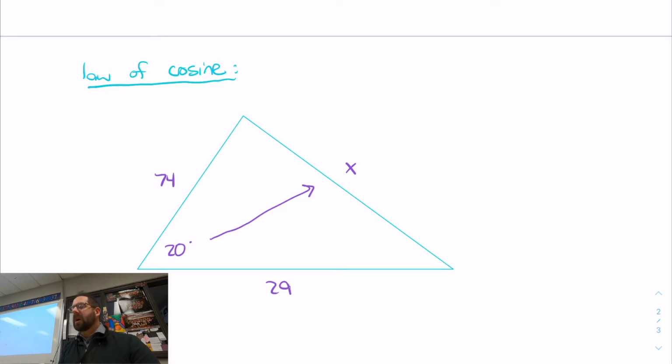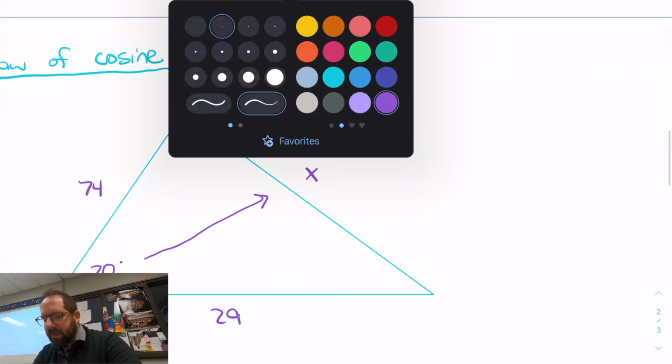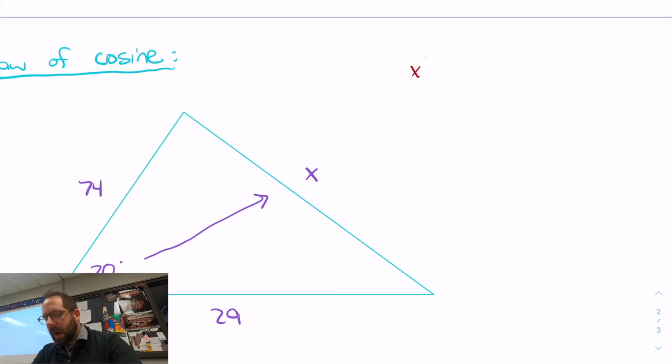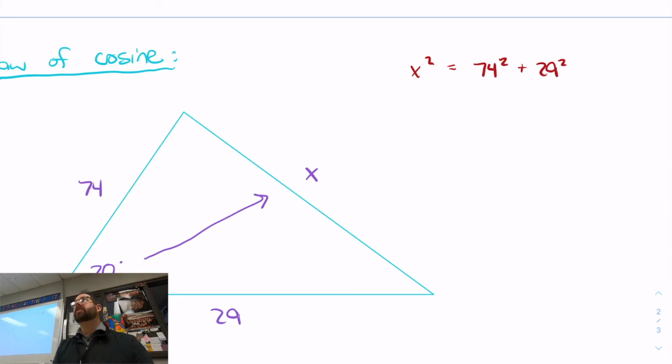This is the formula I talked about. It looks like the Pythagorean Theorem. So if you were not here, here's what we wrote down. The wall you're trying to find, squared, is equal to the other two walls squared added together. So it looks like the Pythagorean Theorem, even though it's not a right triangle. This is definitely not a right triangle. We made up numbers on this.